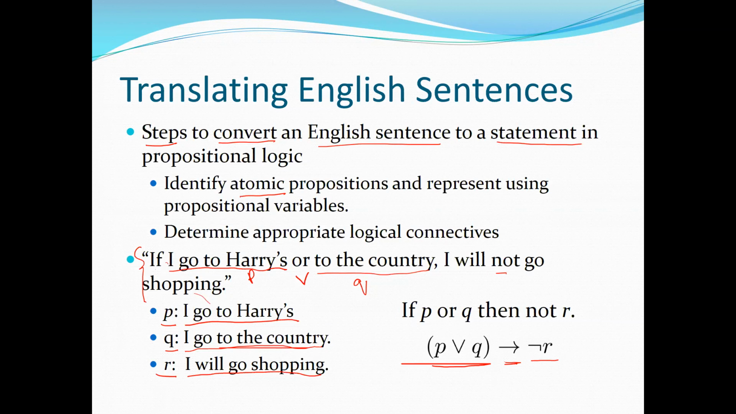Then you have to see the structure of the sentence and use the very different logical connectives of the propositional logic in order to form the proposition. Now this proposition is conveying the same meaning as this sentence. Is that clear? Yes. Right? So that's how we are going to convert the English sentences into the proposition.